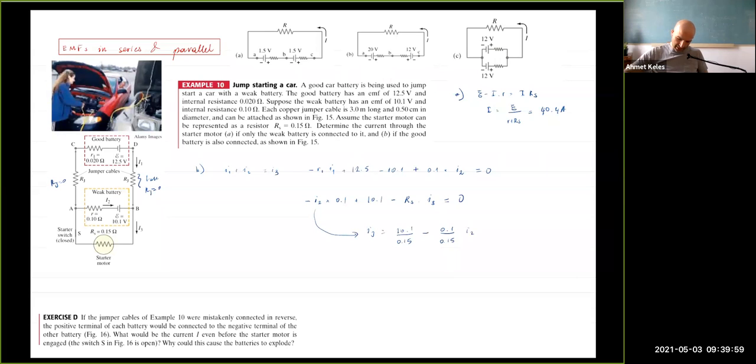And from the first guy, I can solve I1 in terms of I2. This is going to be I1 is equal to 12.5 minus 10.1, which is equal to 2.4. 2.4 divided by R1, which is equal to 0.02. Okay, I have this guy, I have this guy, and I need to write it in terms of I2. This is equal to plus 0.1 divided by 0.02 I2.